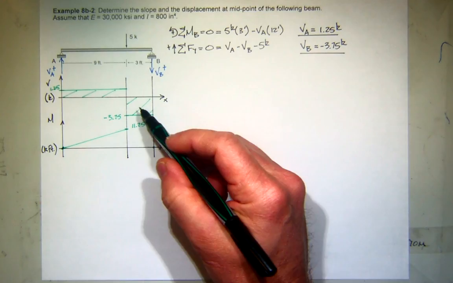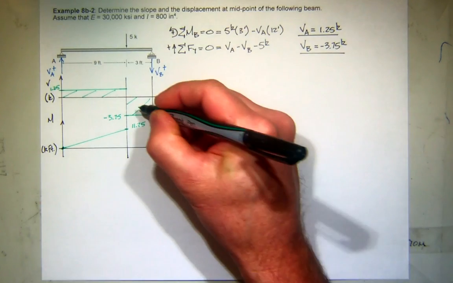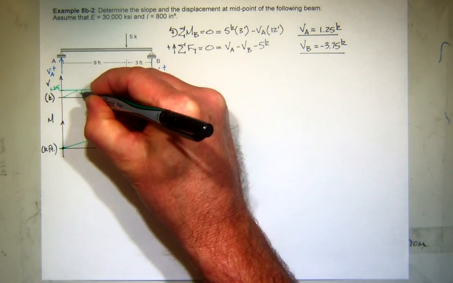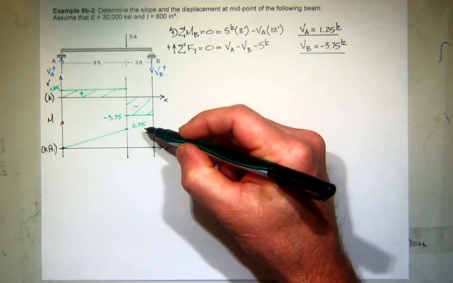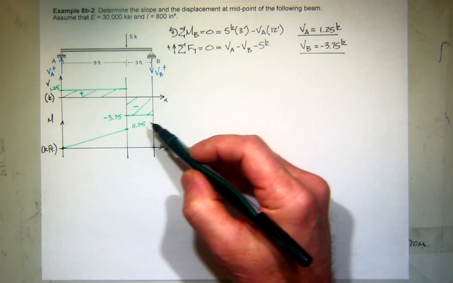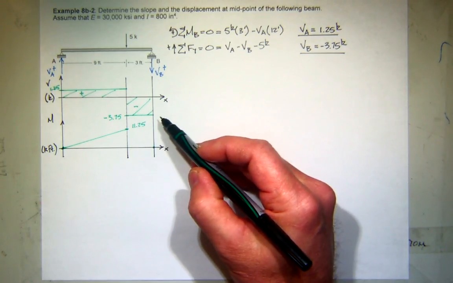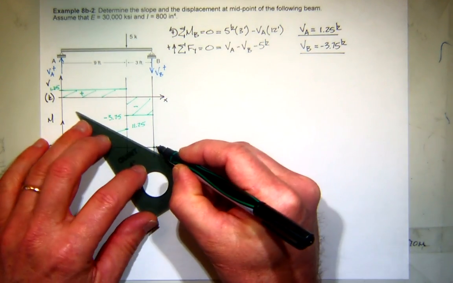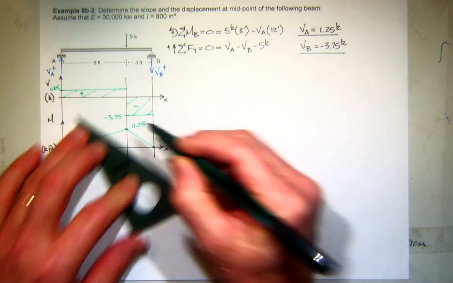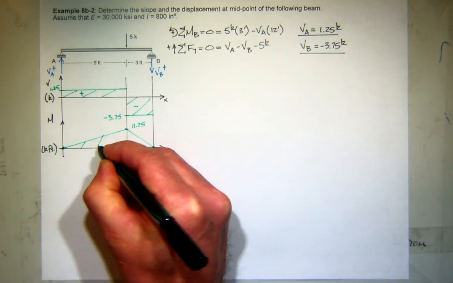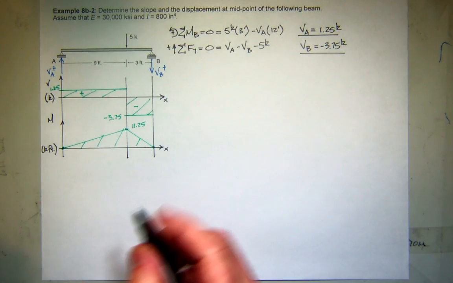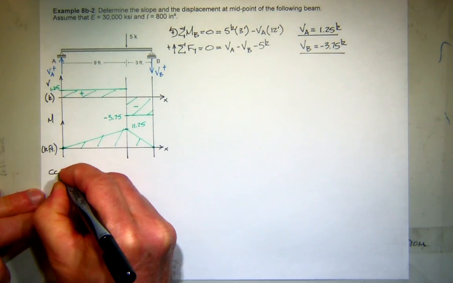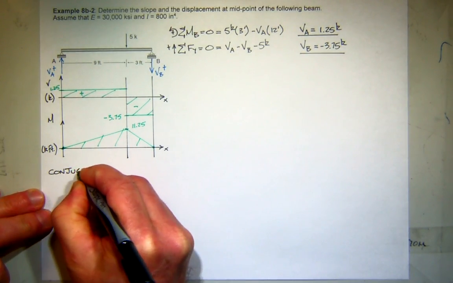And then in the next section, over the last 3 feet, this is a negative area, this was a positive area. And this area will be 3 times 3.75. Hopefully that's 11.25, because when you subtract it, you get 0. That's good. And you'll also notice that I have a constant value, so that means I have a constant slope, and it's negative. So there's my moment diagram. Any questions about that? So now I'm going to construct my conjugate beam.